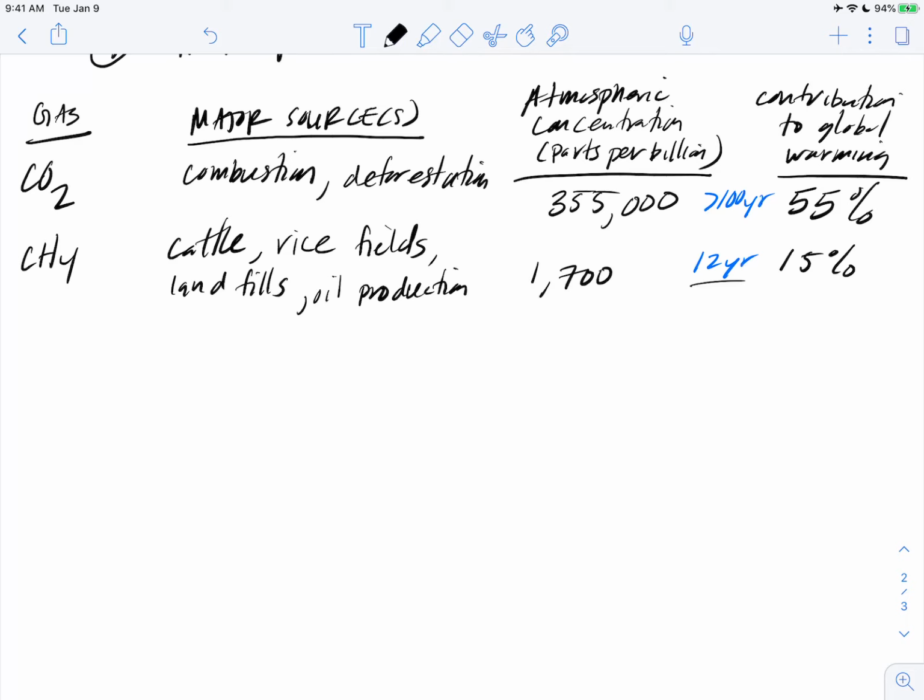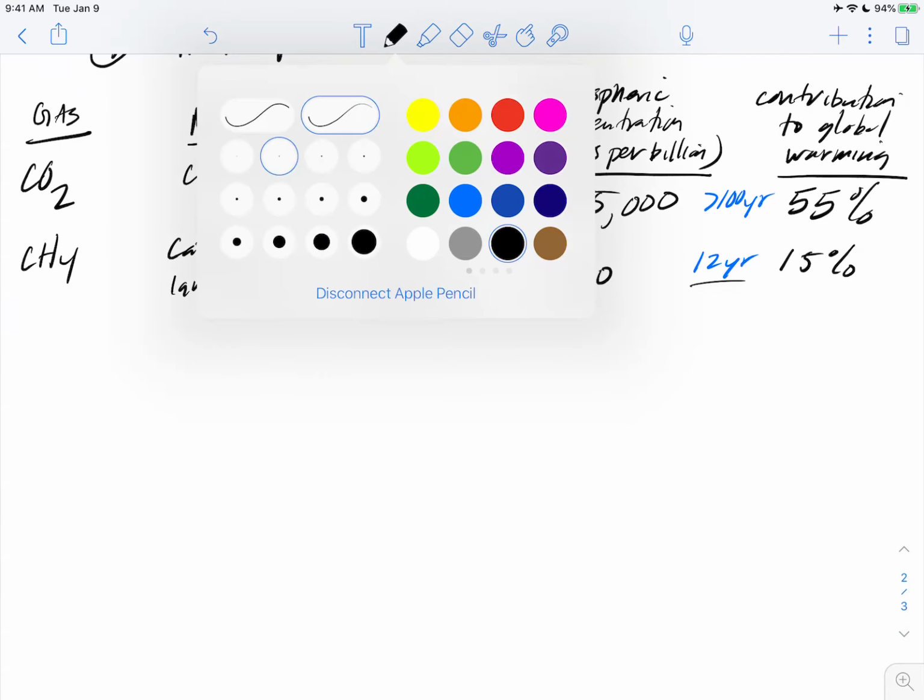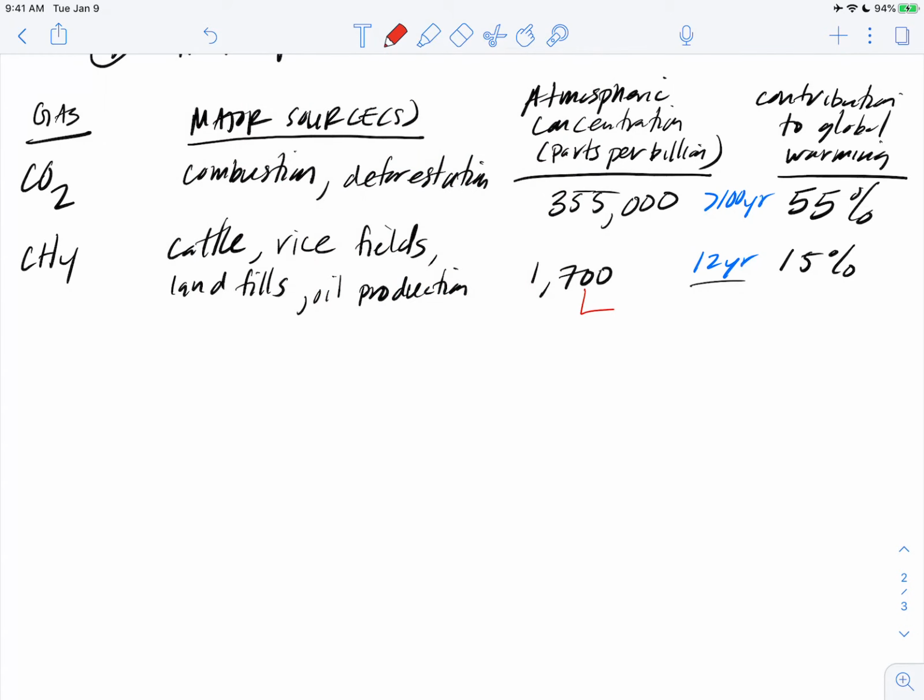What we can see also is that there is not a linear correlation between concentration and the impact. So if you look here, we have over 100,000 times more CO2, but that same difference is not shown in its contribution to global warming as a percent. So what that means is that CH4 is much, much better at absorbing IR radiation, reflecting it back on the Earth than CO2. And we'll see the same trend with CFCs.